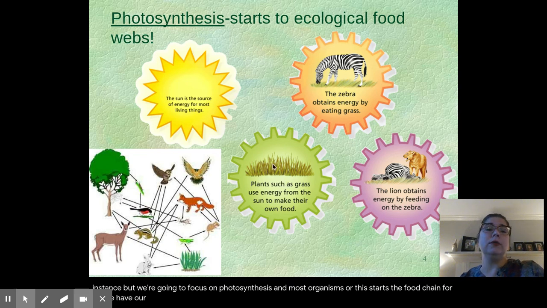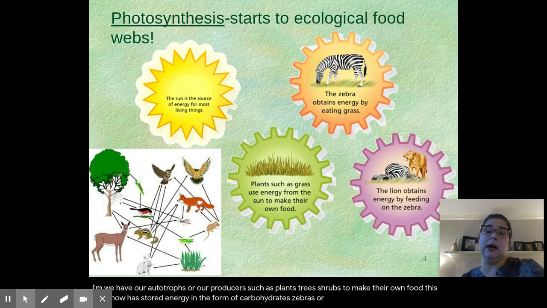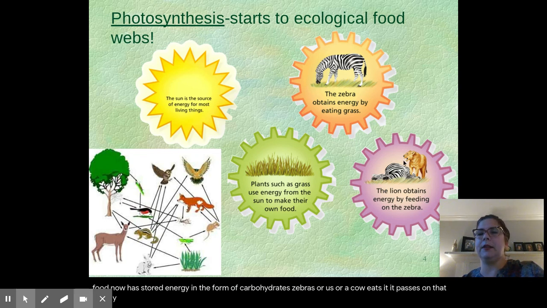We have our autotrophs, or our producers, such as plants, trees, and shrubs, that make their own food. This food now has stored energy in the form of carbohydrates. Zebras, or us, or a cow, eats it. It passes on that energy and the nutrients, and then it can be transferred further on.